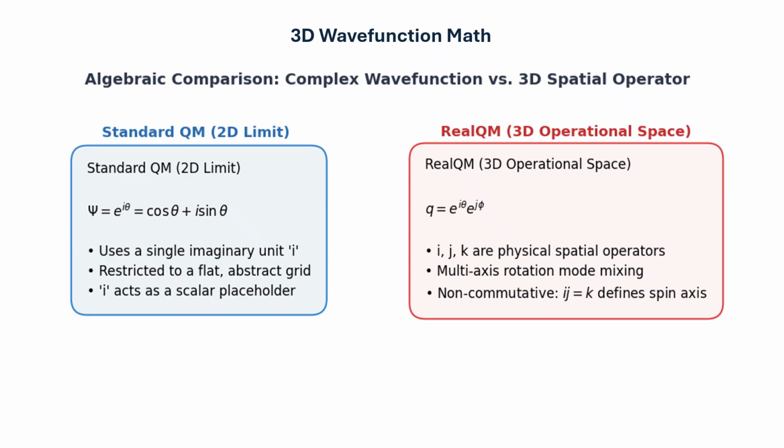It's really multi-axis rotation, mode mixing, I call it here, but the I is really a quarter turn in the XY plane, and the J is a quarter turn in the YZ plane, in the plane that is perpendicular to the XY plane. Very important to note, once you move to that sort of 3D operational space, the imaginary units are no longer like scalar placeholders. They're non-commutative. IJ, the product of those two imaginary units, defines K, and that's really the spin axis, the third axis that is there, and it's a physical spin axis.